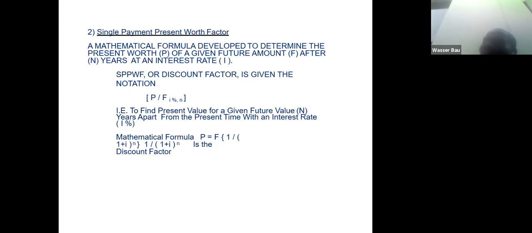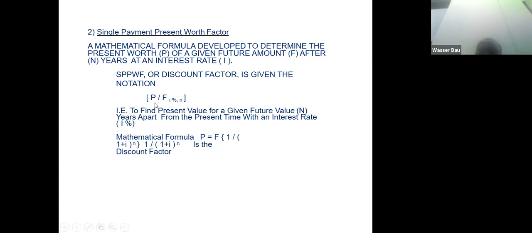The second one is called the single payment present worth. In this case, you are looking for P and you are given F. P is the subject of the formula, and you are given F. And the mathematical formula is represented as P equals F times the bracket. Okay, that is the mathematical formula.